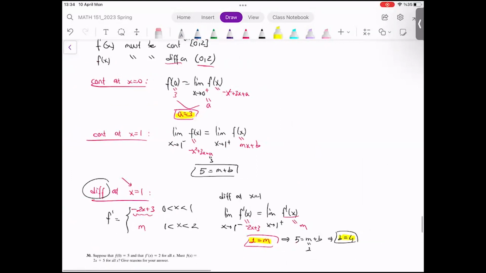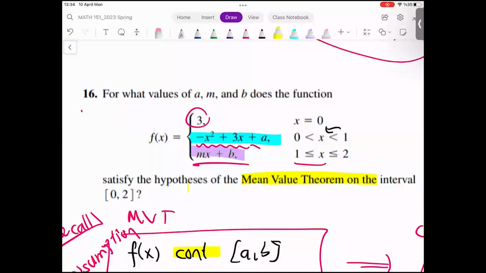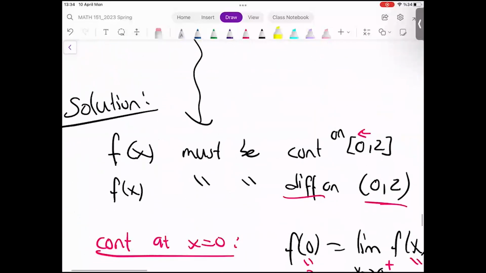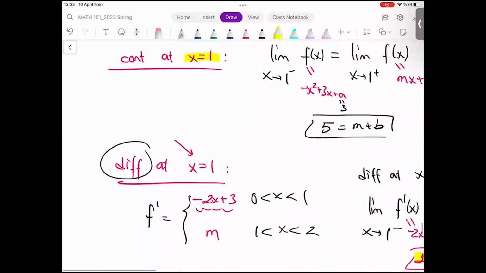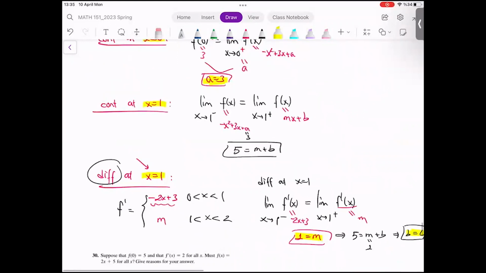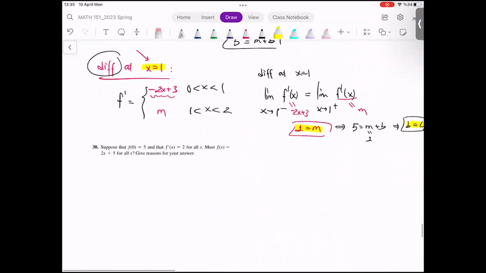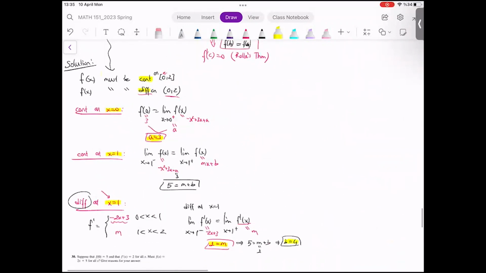And the question was, let me remind you the question, for what values of a and b this function satisfies the assumptions, hypothesis of mean value theorem. The assumptions were continuity and differentiability. So we use continuity at 2 points and differentiability at 1 to solve for the values of the given unknown parameters. Okay? So like that, let me show you the solution as a whole. Any questions on this solution now?